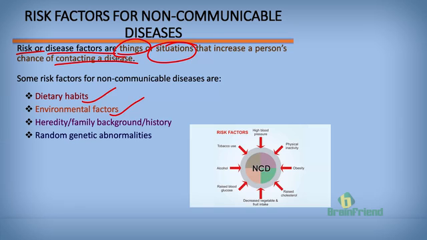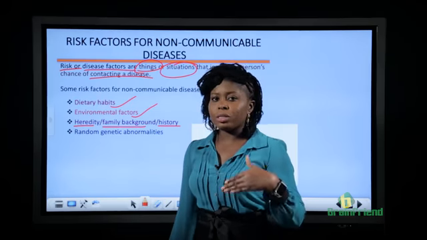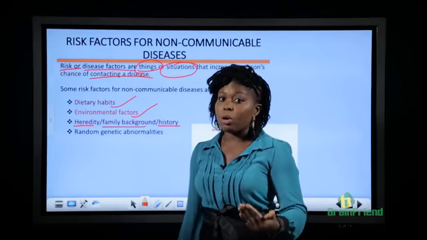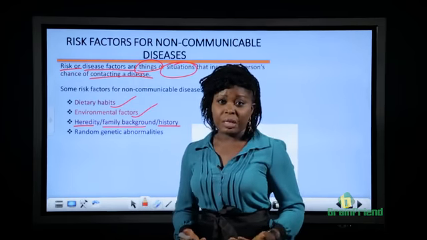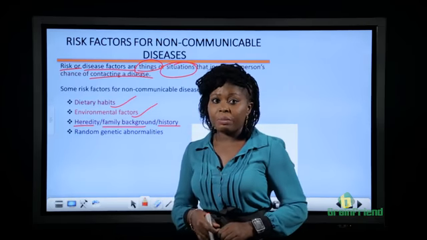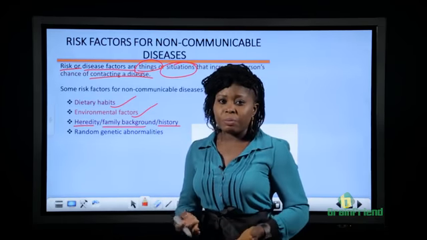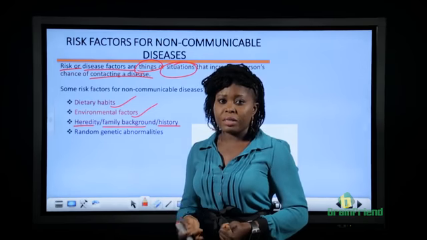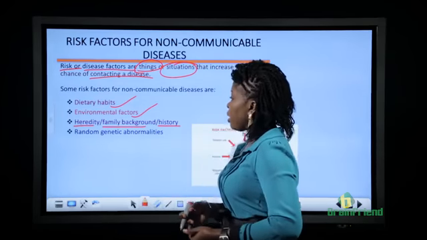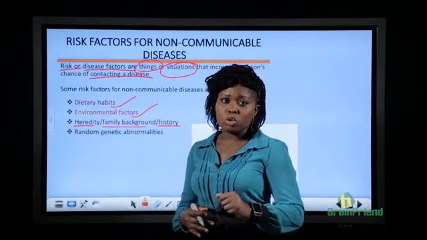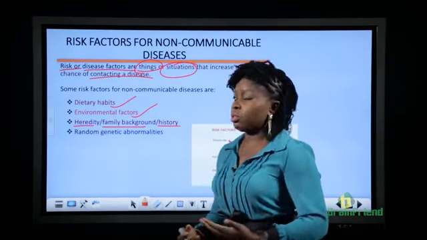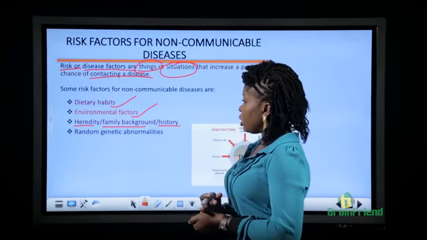Then we have another factor, heredity, family background, or history. Some people are just likely to contract non-communicable disease because it runs in the family, okay? So, for example, if diabetes runs in a family, it's not a must that you would have diabetes, but there is that possibility that you may experience that illness. So, that is why we must know our family medical background so as to be able to know the kind of lifestyles we have to adjust to decrease our chances of contracting non-communicable diseases.